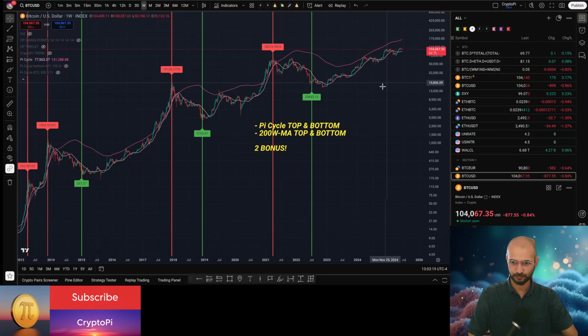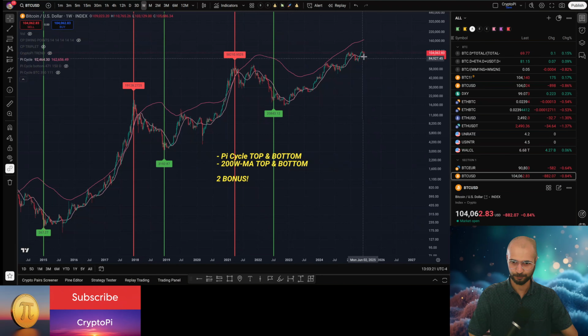In the current cycle, we are still far away from the crossover of the fast moving average with the slow moving average, but this can happen very quickly, as we see that in this case we were still far away, but within few months, so from August until March, within a span of 6 months, the parabolic phase of Bitcoin had begun, and we had reached the top according to Pi cycle indicator.